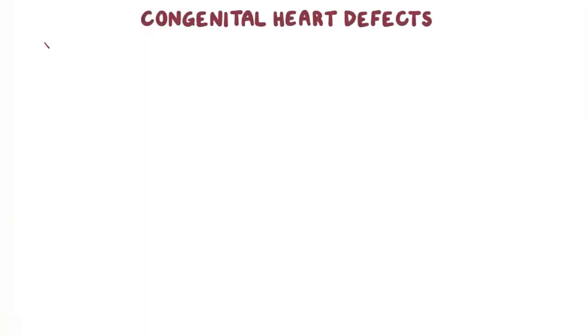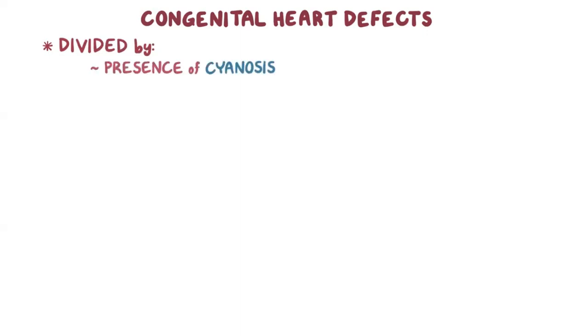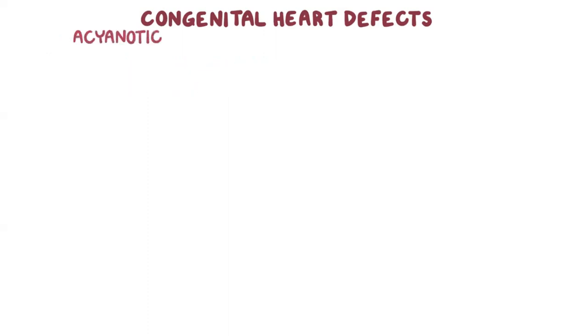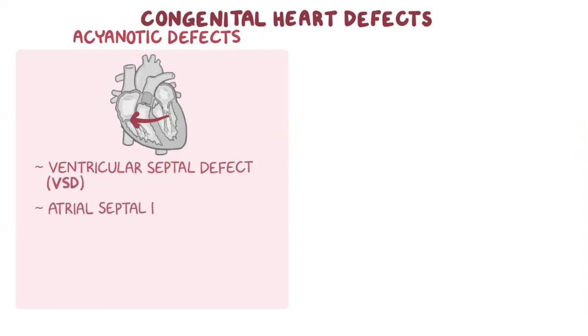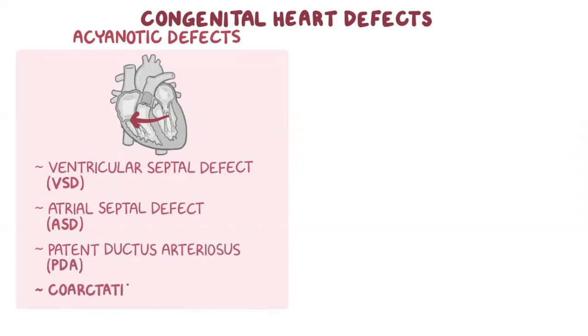Congenital heart defects are usually divided into two categories based on the presence or absence of cyanosis, as well as by how it sounds on cardiac auscultation. Acyanotic defects cause left-to-right shunting and include four conditions: ventricular septal defect, or VSD, atrial septal defect, or ASD, patent ductus arteriosus, or PDA, and coarctation.